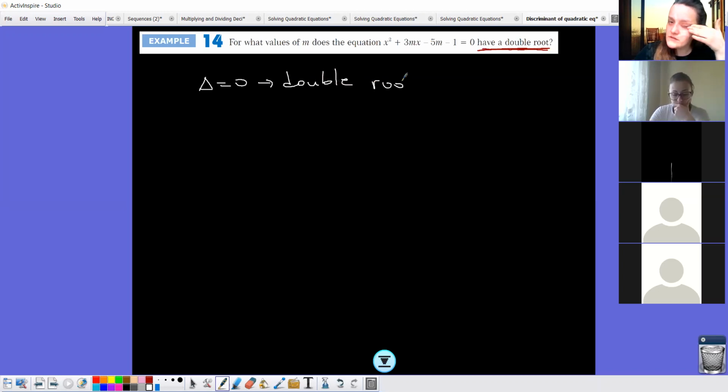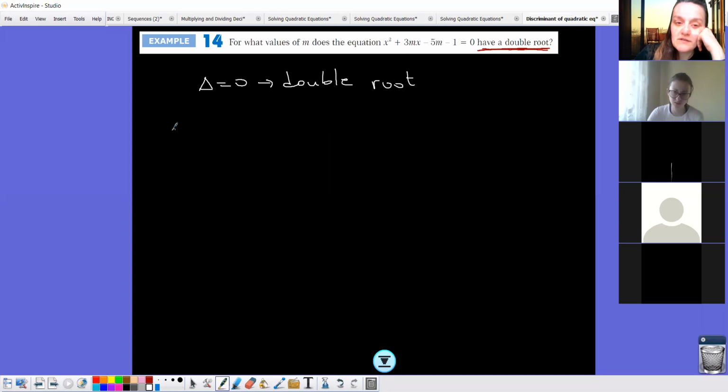So let's find the discriminant. Which formula is for the discriminant? Discriminant. The math part, not discriminate. B squared minus 4 times A times C is equal to 0.